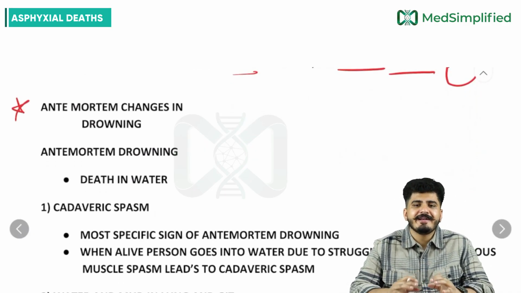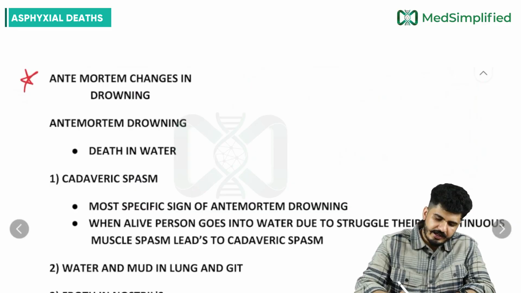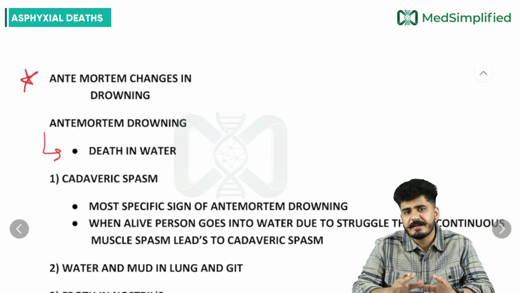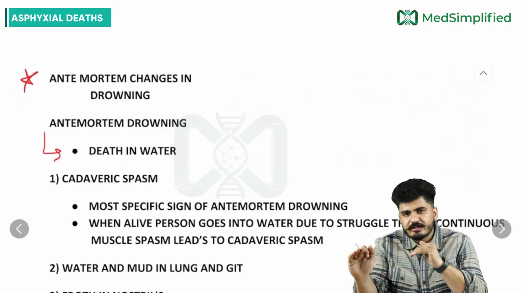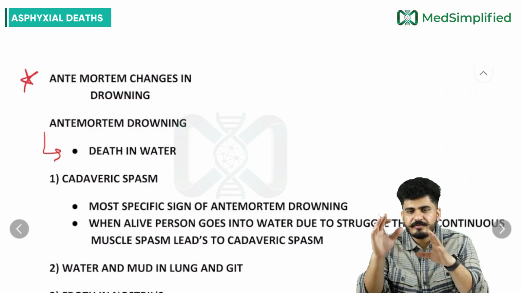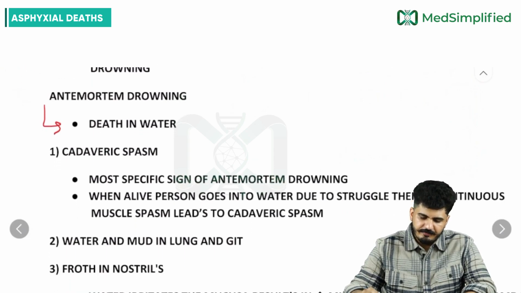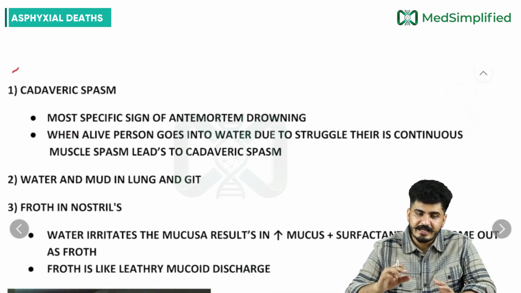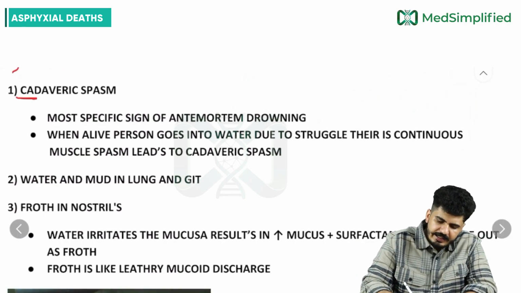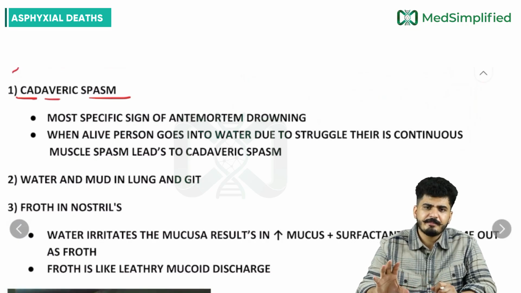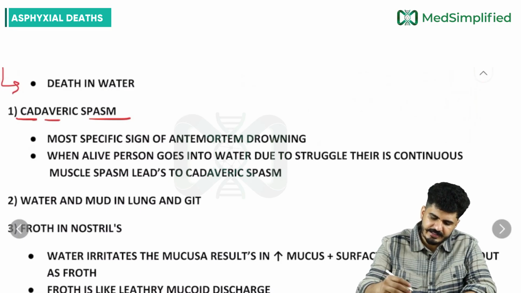Now we'll see something called ante-mortem changes in drowning. So first of all, ante-mortem drowning means what? It means the death is happening inside the water. That means when the person died inside the water, the person was alive before going into the water. This is a simple layman's way to understand it. First thing, what can happen if a person was alive before going into the water, before dying inside the water? There will be a cadaveric spasm. Spasm means there is a contraction of the muscles. And why is this cadaveric spasm happening, my dear friends?